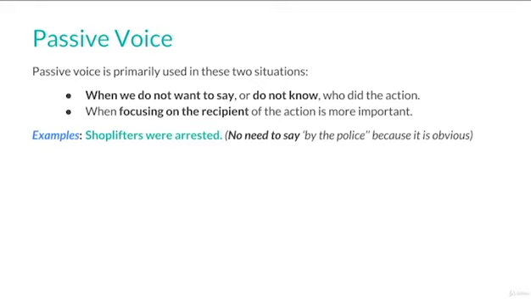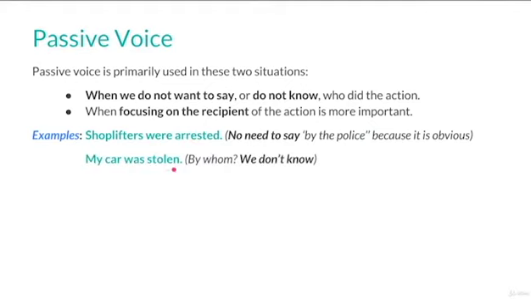Here's our first example. Shoplifters were arrested. Notice that in this sentence, we don't have to say that shoplifters were arrested by the police, because this is obvious. So this is an example of the first situation. We do not want to say who did the action. Why? Because it's obvious. There's no need to say that shoplifters were arrested by the police, because only the police can arrest people. Here's another example.